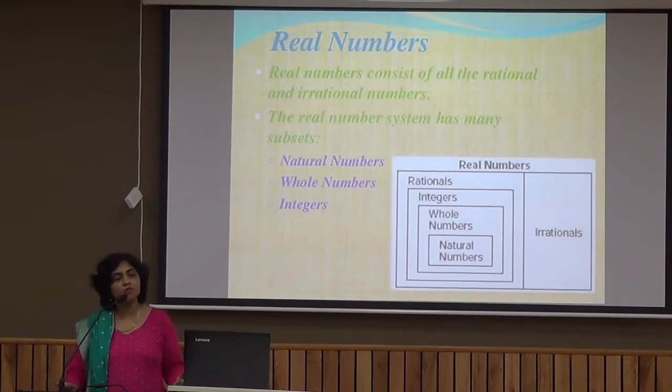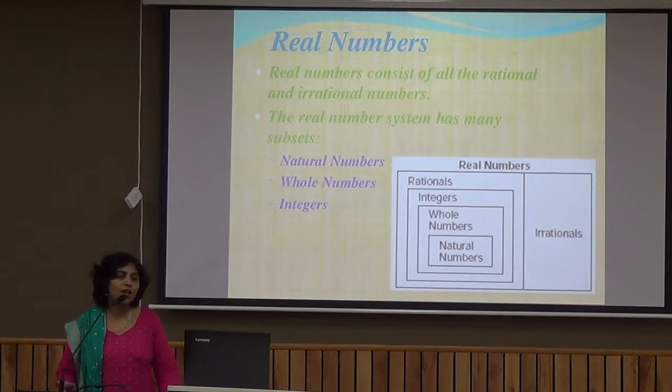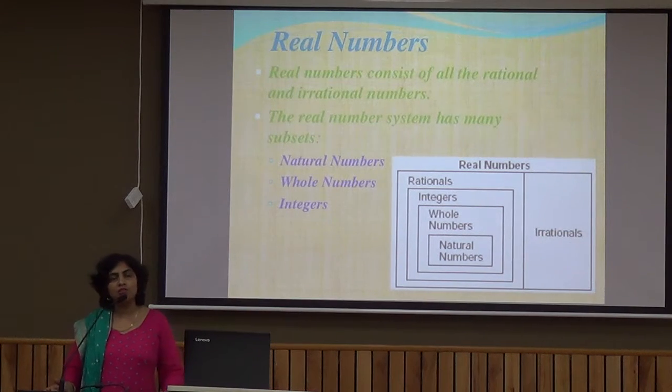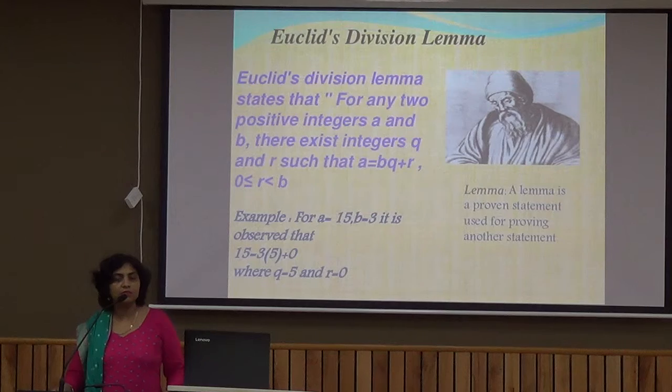Then when we went to higher classes, we studied whole numbers, which included 0 with the natural numbers. Then we had the negatives of the positive numbers. Together they were called integers, and then came the fractions, and fractions of negatives became rational numbers. Then there were numbers which were not rationals also, so those were irrationals, and together all the numbers are called real numbers. So let's together start real numbers.